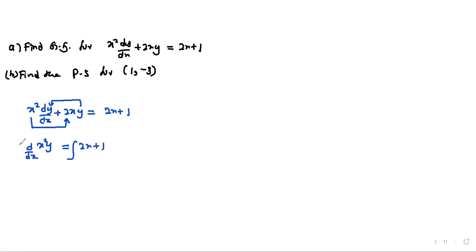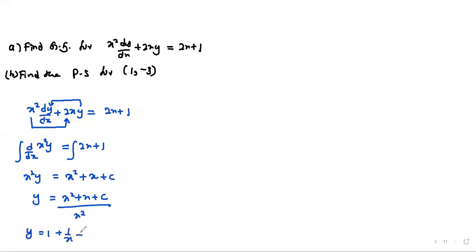Then you can do the integration for both sides. It turns up to x squared y equals 2x integration is x squared, plus 1 integration is x, plus c. Therefore y is equal to x squared plus x plus c divided by x squared. It's equal to 1 plus 1 over x plus c over x squared. It's the general solution.